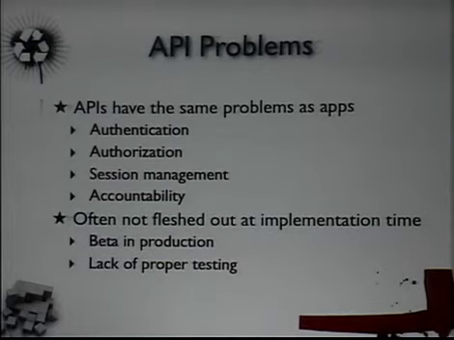And these APIs are often not fleshed out at implementation time. So where you see this more often is they have more or less dev code in production. So they're still figuring things out, but they pushed it out because of some time frame basis. And that goes back to lack of proper testing too before it makes it into production.